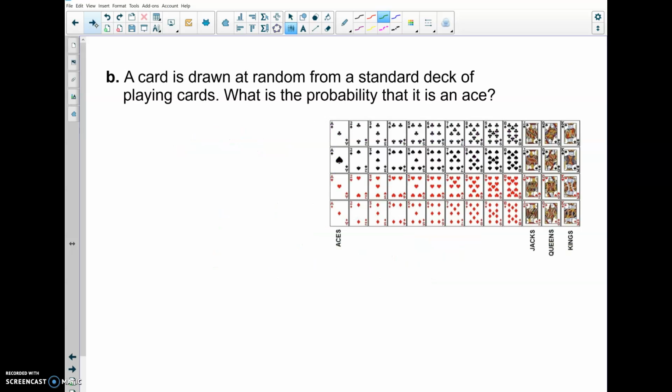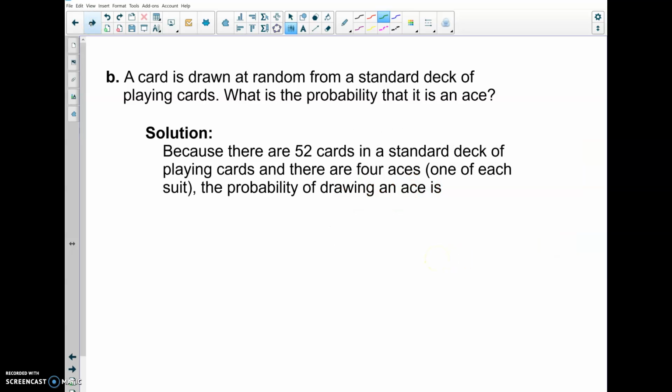Alright, next example here. A card is drawn at random from a standard deck of playing cards. I copied a picture here from the internet in case you needed to see all of the playing cards. What is the probability that the card that is drawn is an ace? So, looking at here, our standard deck of cards is 52, and there are 4 aces. So that means we have here, we're looking for an ace.